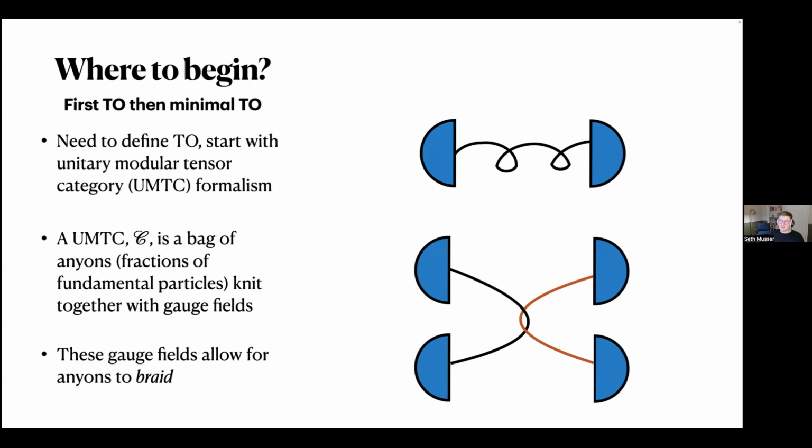I started to learn the formalism of unitary modular tensor category. So if you're not aware of this, or you don't know that much about it, then you're in the position I was in like 2 years ago. So don't feel too bad. For our purposes, let's just say a UMTC C is some bag of anyons, which are fractions of fundamental particles. And typically, those anyons are knit together with gauge fields.